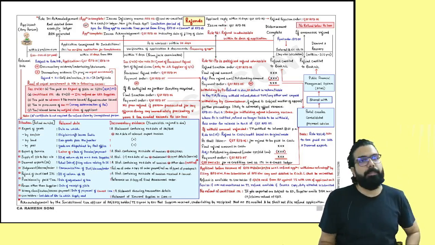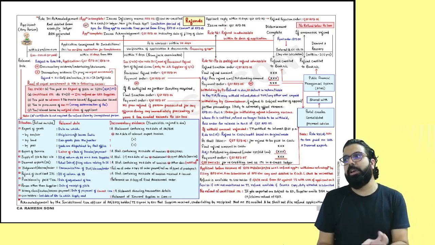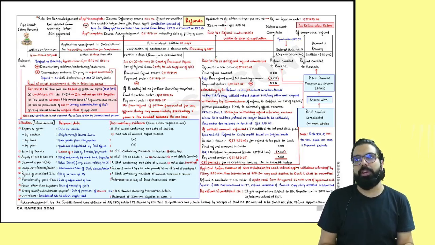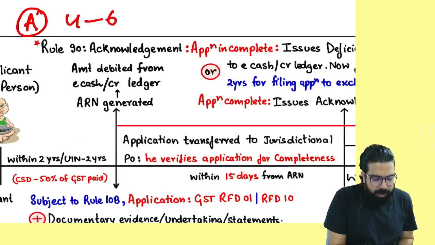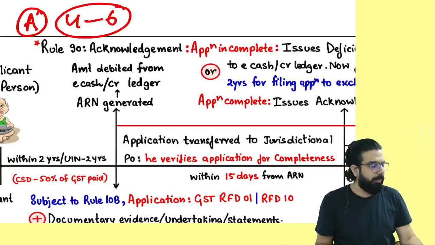Sir, what kind of a chapter it is? See, Baba, frankly talking, it's an A grade only. You will have a question of 4 to 6 marks in the exam. A graded chapter, 4 to 6 marks is what is expected out of this chapter.